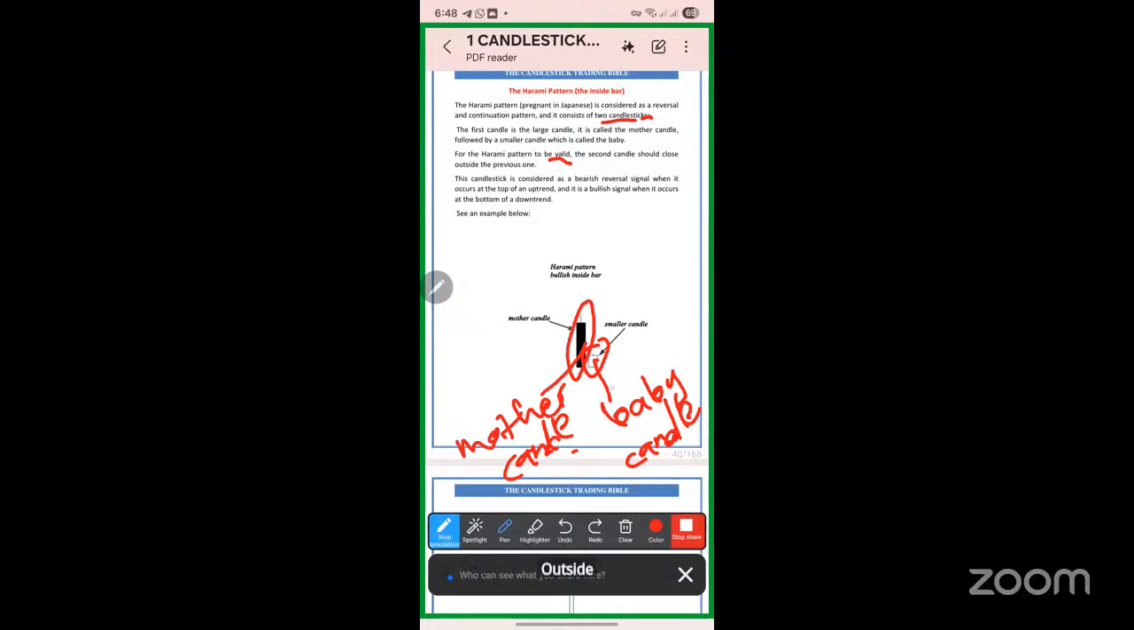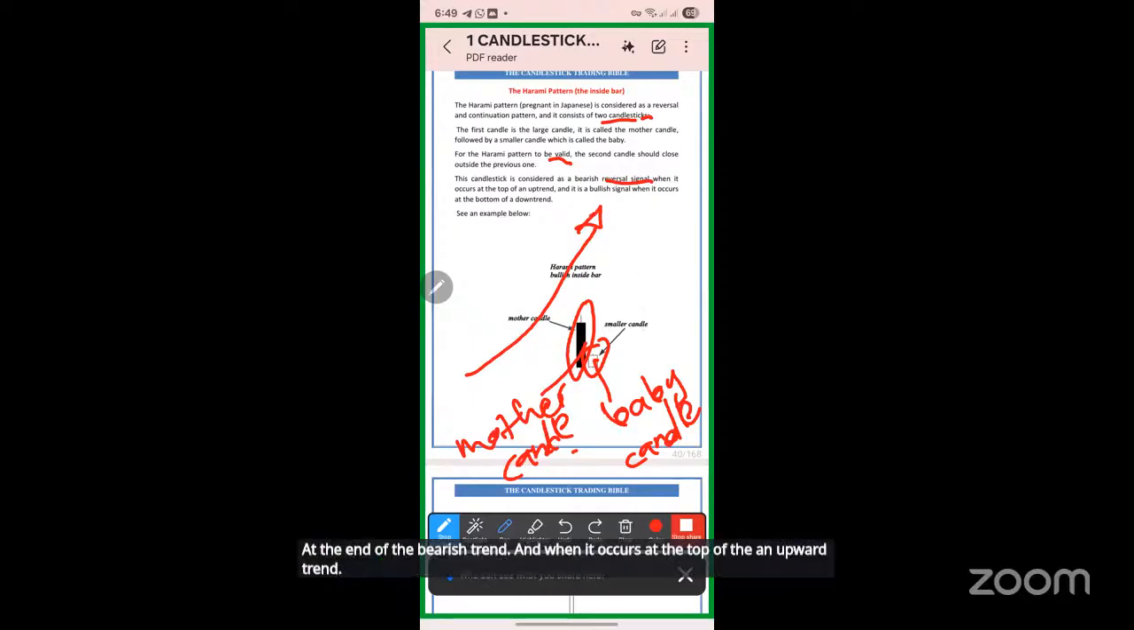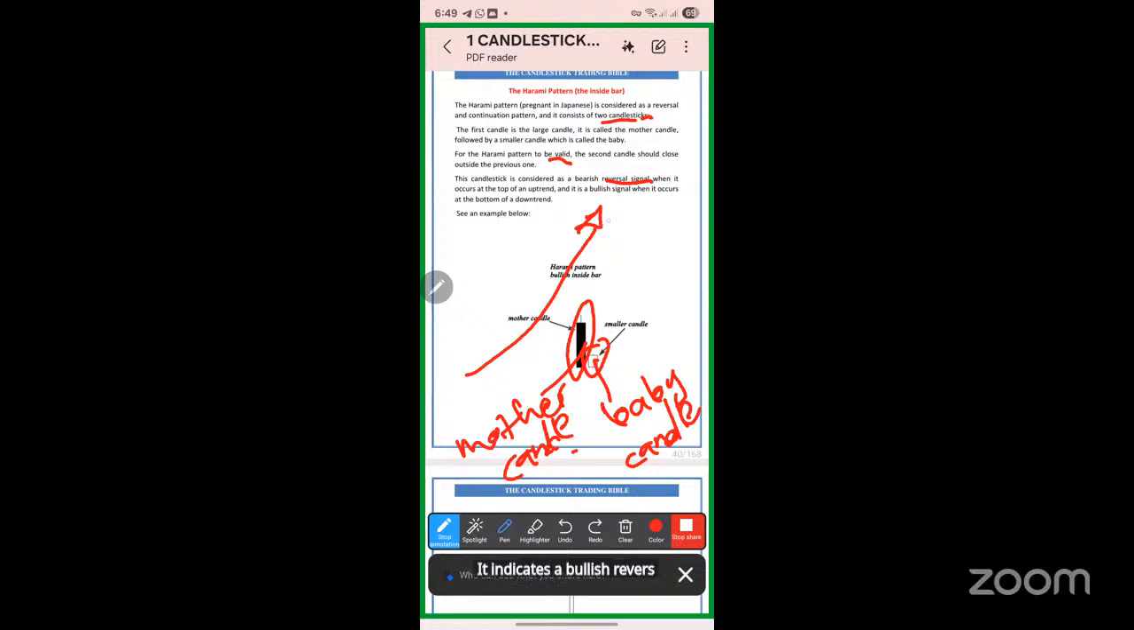This candlestick is considered a bearish reversal signal when it occurs at the top of an uptrend, and it is a bullish signal when it occurs at the bottom of a downtrend. So it works two ways. It works as a reversal signal when it happens at the end of a bearish trend, and when it occurs at the top of an upward trend, it indicates a bearish reversal signal.